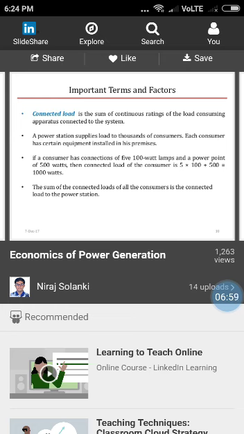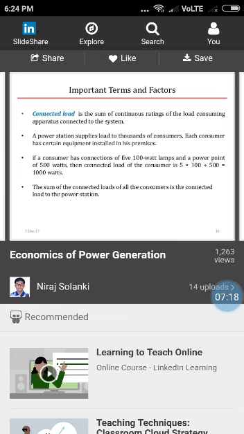Connected load is the sum of continuous ratings of the load consuming apparatus connected to the system. A power station supplies load to thousands of consumers. Each consumer has certain equipment installed in his premises.